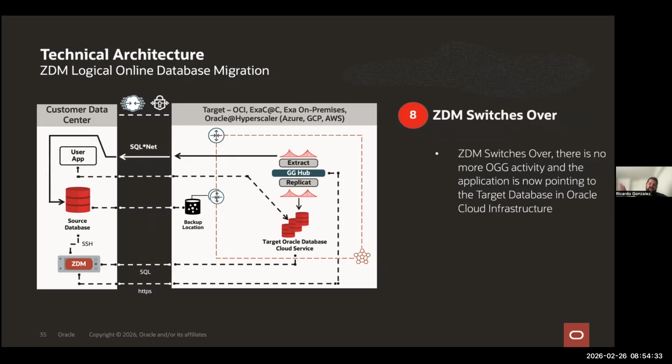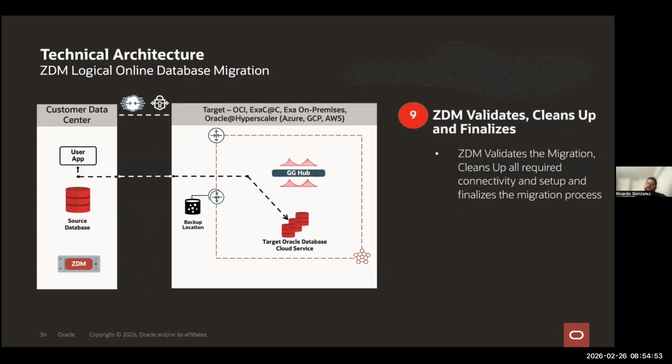Somebody asked if we could switch back. We offer free Golden Gate, so there's no way for you to switch back with ZDM. You would need paid Golden Gate, and then it's not within ZDM, but we can definitely talk about manual possibilities. But once we switch over, we stop replication, etc., we clean up, ensure that everything is fine, and then exit the migration, right? So in this case, we're done.